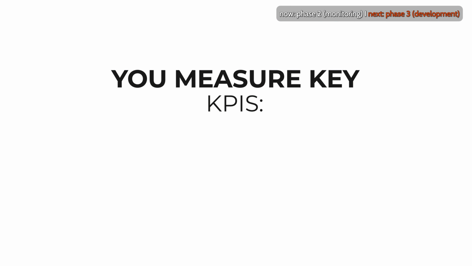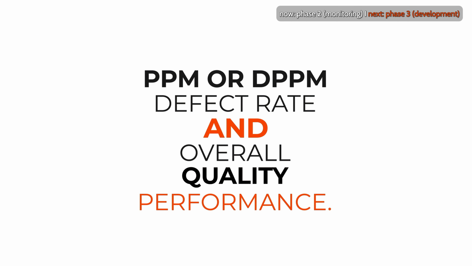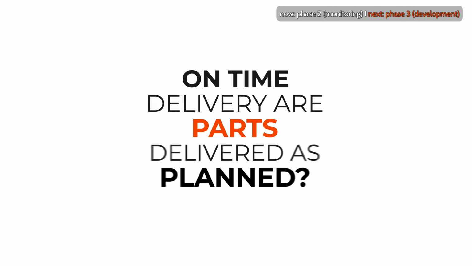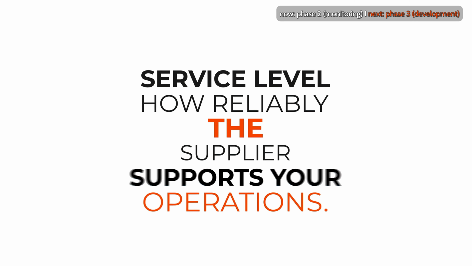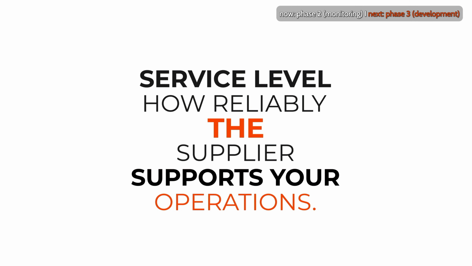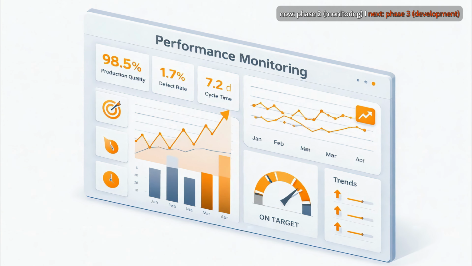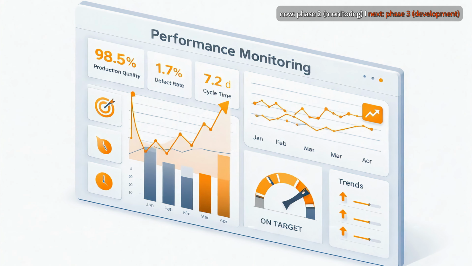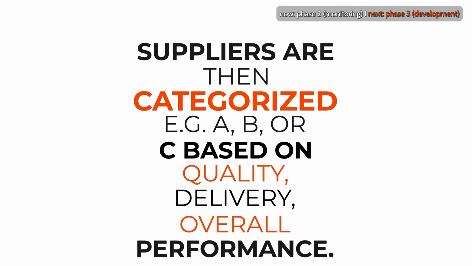You measure key performance indicators: defective parts per million, defect rate, and overall quality performance. On-time delivery: are parts delivered as planned? Service level: how reliably the supplier supports your operations. You use supplier scorecards to track performance over time. Suppliers are then categorized, for example, A, B, or C, based on quality, delivery, and overall performance.